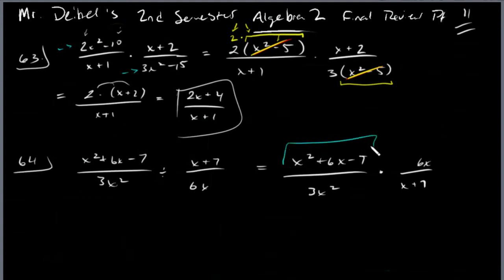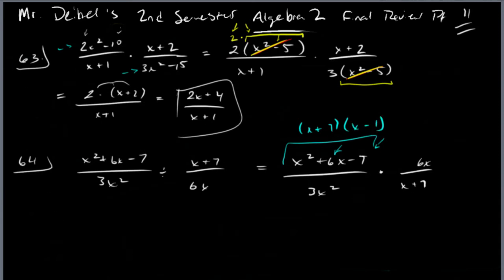This is factorable. Thinking of two numbers that multiply to give you negative 7 and add to give you positive 6. I can't even read my own handwriting. It's negative 7 and positive 6, right? Or whatever. All right, so that would be a positive 7 and a negative 1. So you'd have x plus 7 and x minus 1.